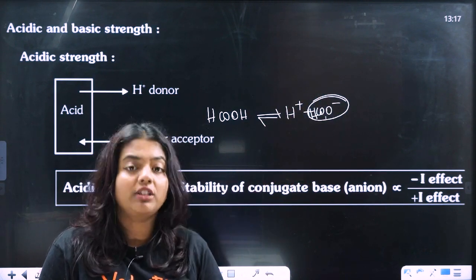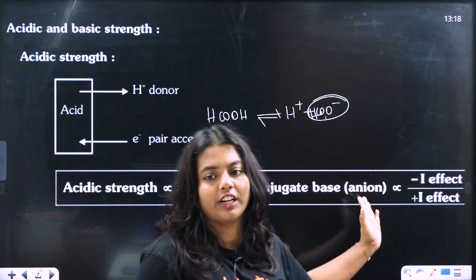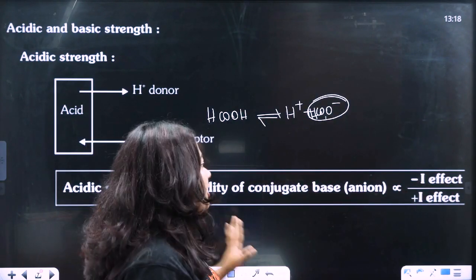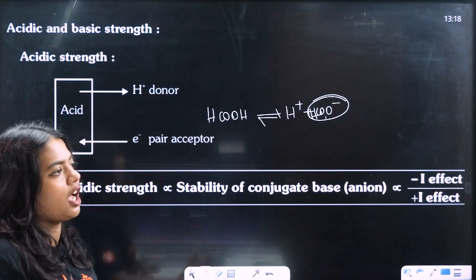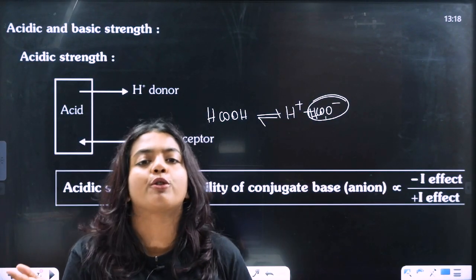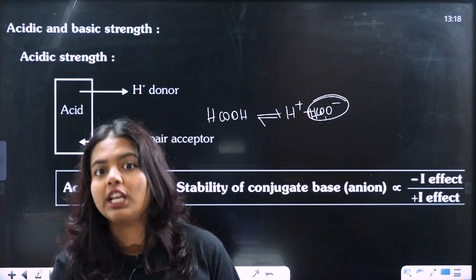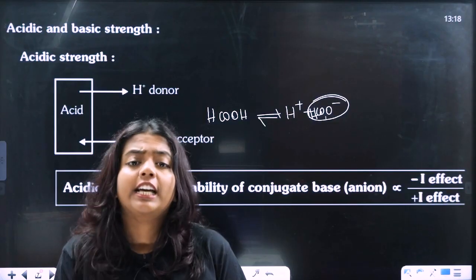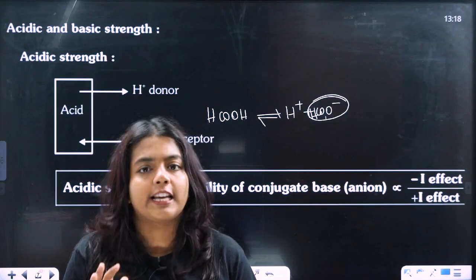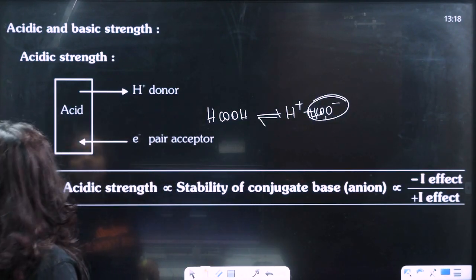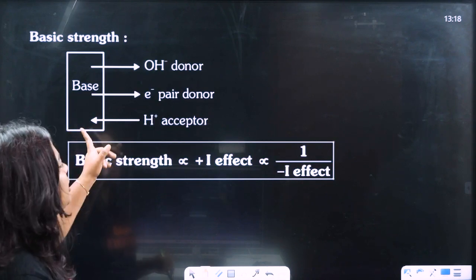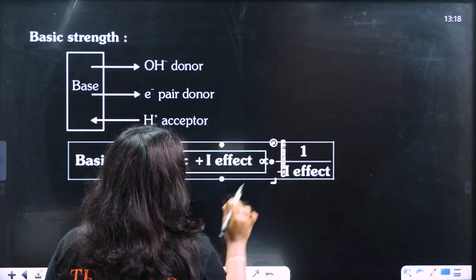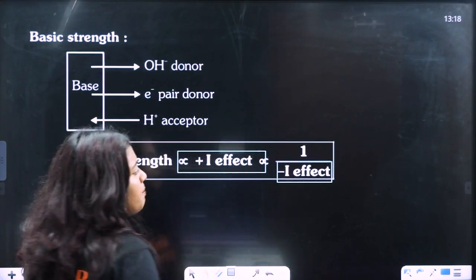So always remember, the strength of the acid is directly proportional to this particular conjugate base, which is your anion, which is directly proportional to the minus I effect. Whenever there is a negative charge, it is stabilized by the minus I effect and destabilized by the plus I effect. So this is the one you have to keep a note of when coming to the acidic strength. Acidic strength means it will be directly proportional to the minus I effect, inversely proportional to the plus I effect. Basic strength will be exactly the opposite. It will be stabilized by the plus I effect, and what destabilizes it will be the minus I effect. Okay, so these are the points you have to keep in note. Basic strength is directly proportional to the plus I effect and inversely proportional to the minus I effect.